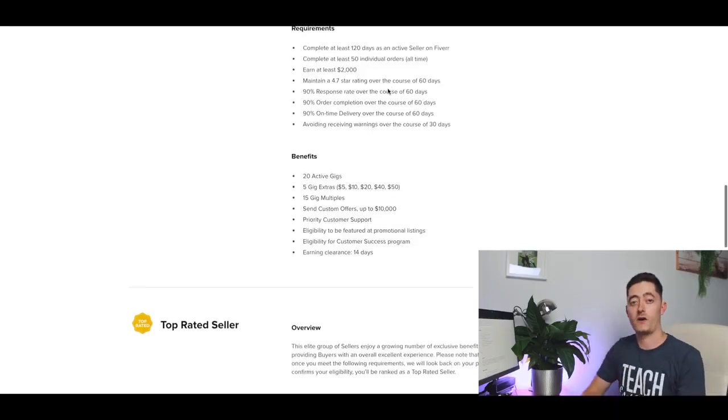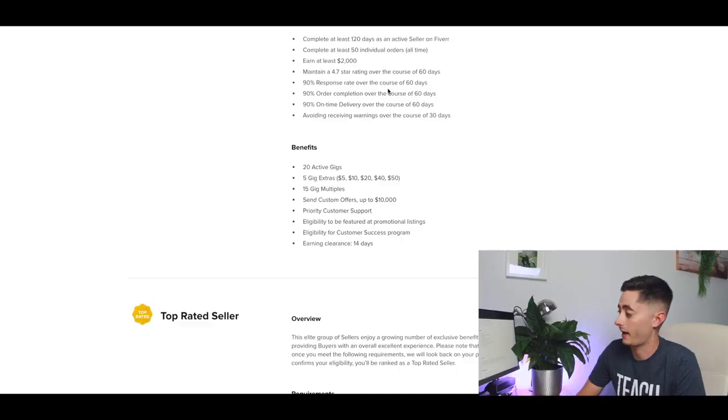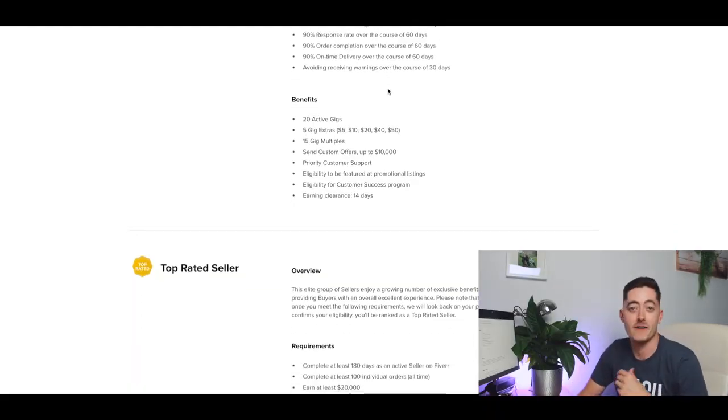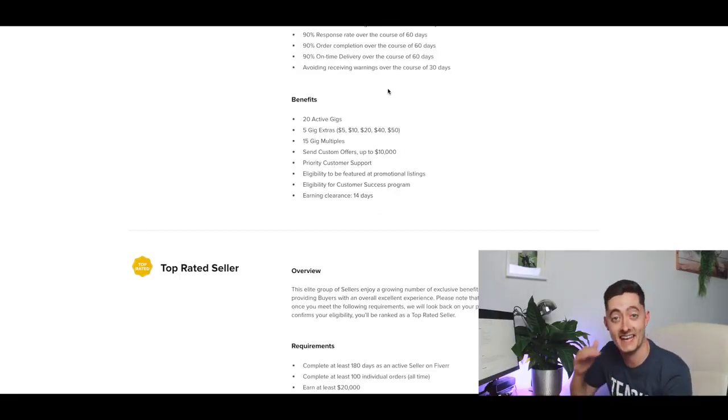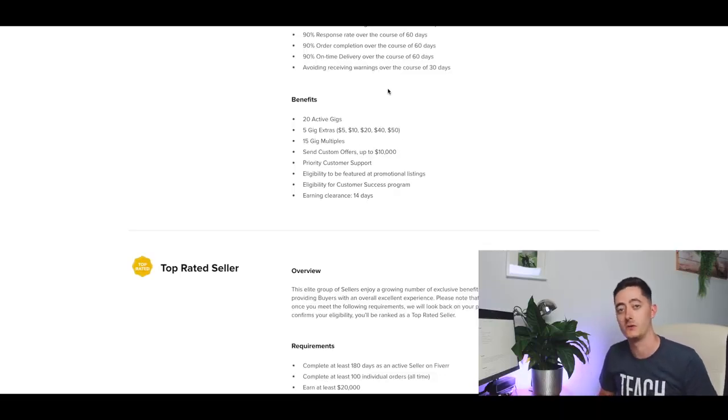Some of the benefits of having a level 2 seller account is that you get more active gigs, so you can have up to 20. I personally only have 4 or 5 active. I haven't really seen the need to have all 20 at the moment. But whatever you sell in these 20 active gigs, by all means that's available for you to use. You can also have up to 5 gig extras on each individual gig as well, which is even more useful for upselling and adding to your average ticket or average sale price per gig.